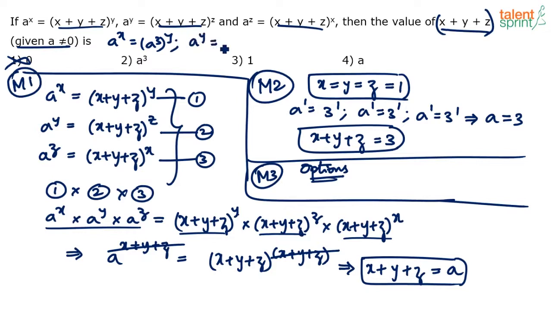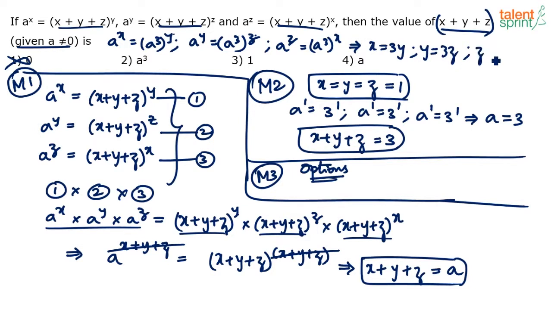The second equation will give a power y equals a power 3 whole power z. The third equation will give a power z equals a power 3 whole power x. So the conclusion will be that x equals 3y, y equals 3z, and z equals 3x. If I substitute the same x, y, z back in the question here, what do we get? 3y plus 3z plus 3x. So 3 times x plus y plus z. How can x plus y plus z be 3 times x plus y plus z? Makes no sense. Option 2 is eliminated.